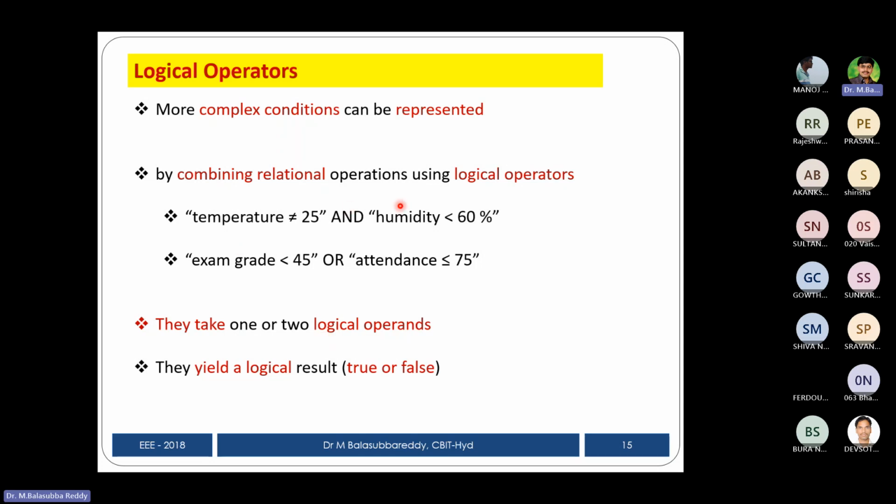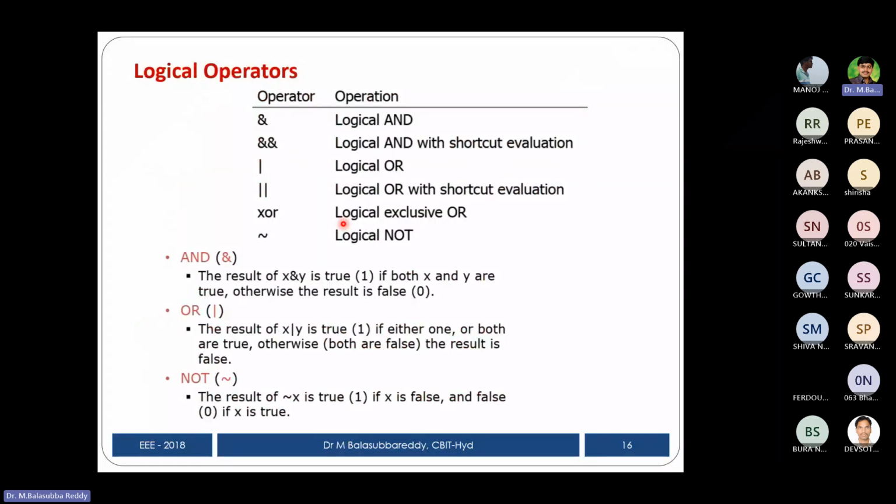In this, both use the and symbol. In a similar fashion, exam grade is less than 45 or marks is less than 45, or attendance is less than or equal to 75, then you can go for the result. Like that, if any one is satisfied we can write some code, or if both need to be satisfied, then only the other code will be executed. Like that, we are able to write logical operators as well.